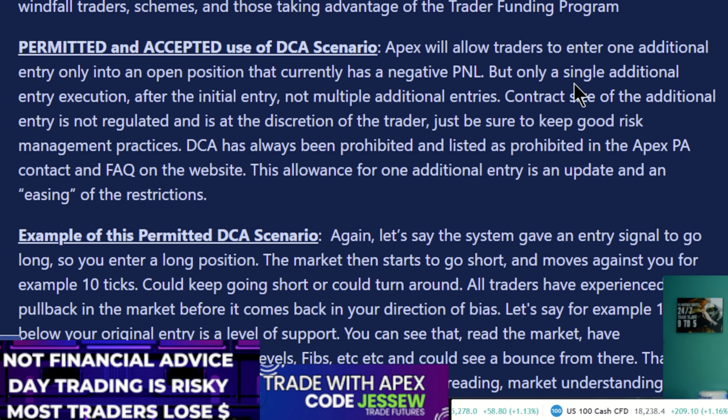But only one additional entry execution after the initial entry, not multiple additional entries. Contract size of the additional entry is not regulated, and it is at the discretion of the trader. Just be sure to keep good risk management practices. DCA has always been prohibited and listed as prohibited in the Apex PA contract and FAQ on the website. This allowance for one additional entry is an update and an easing of the restriction.